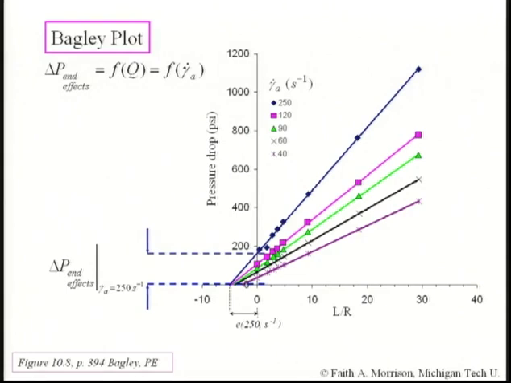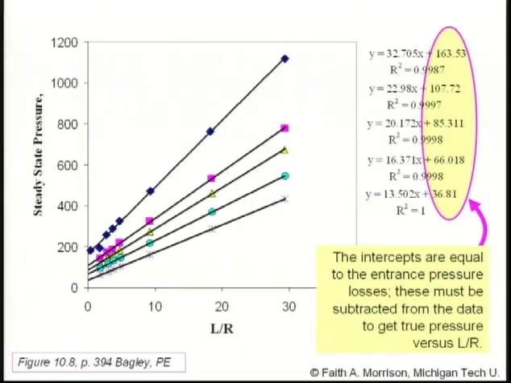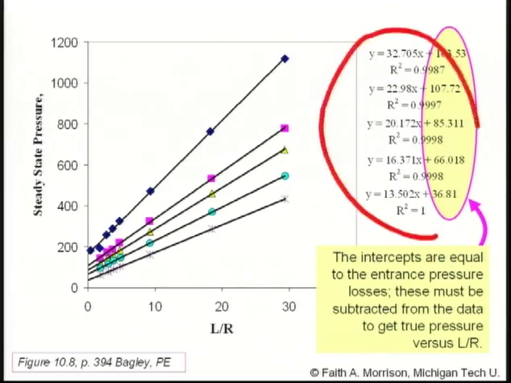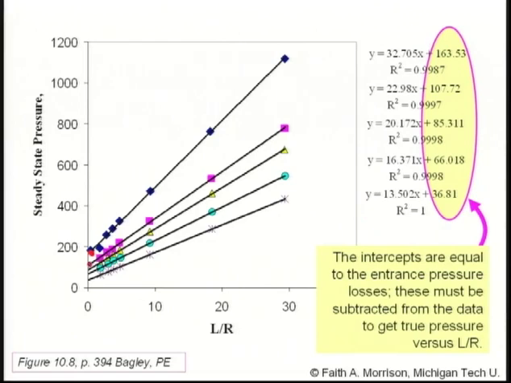So I believe I gave you some, actually I'm not sure what I gave you. I may have given you some data like this to manipulate on homework. This is Bagley's data manipulated by me. Okay, so what I did is I took his data and digitized it and used Excel to fit lines to the data. And so the intercept is the entrance pressure loss. So these final terms here are all the entrance pressure losses, and I could use them to correct the whole pressure curve.